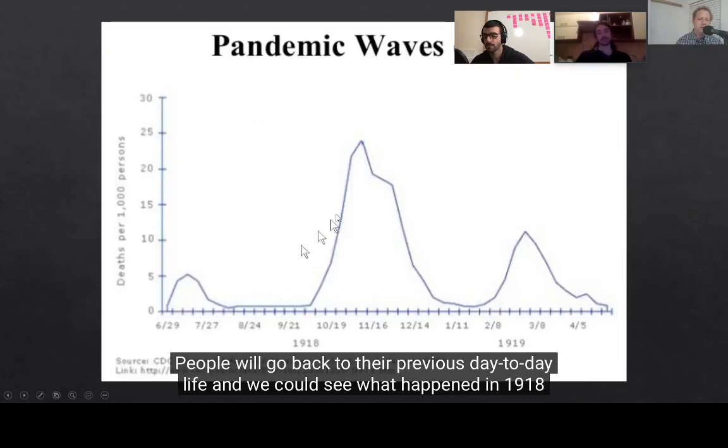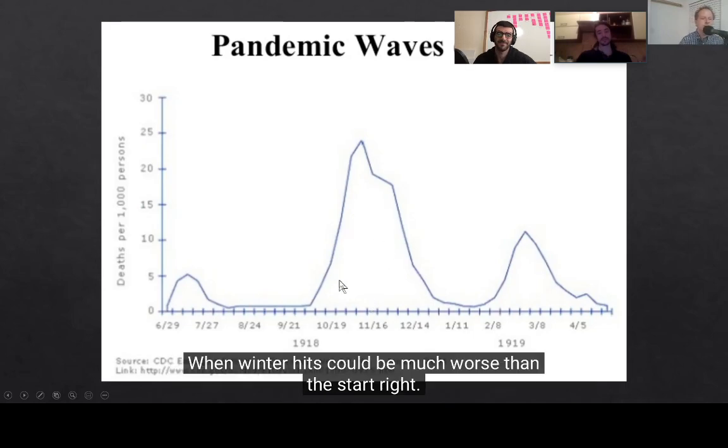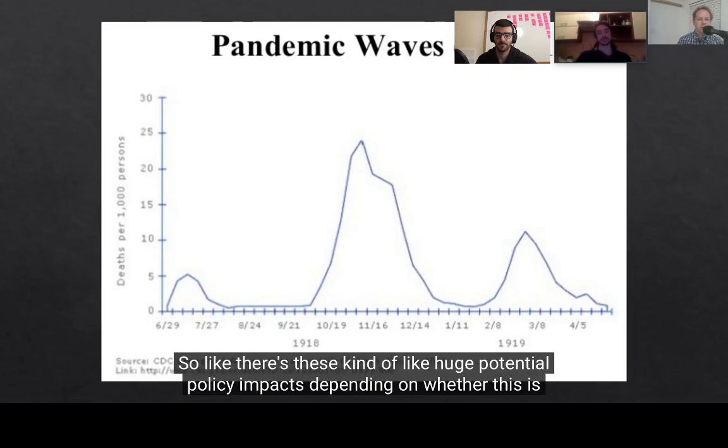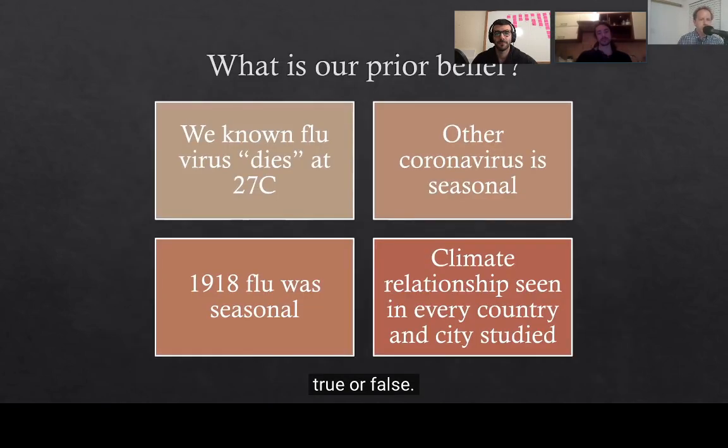We could see what happened in 1918. A flu virus on its second go around, when winter hits, could be much worse than the start. So there are huge potential policy impacts depending on whether this is true or false.